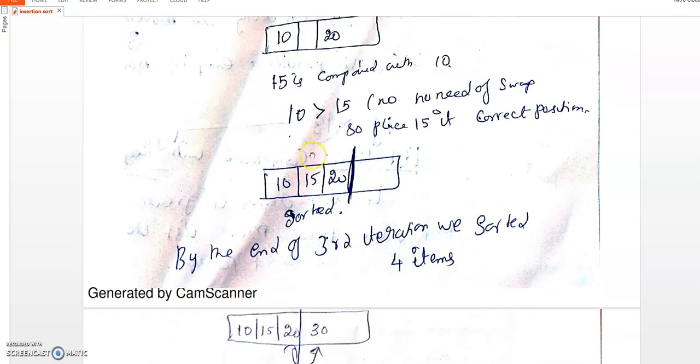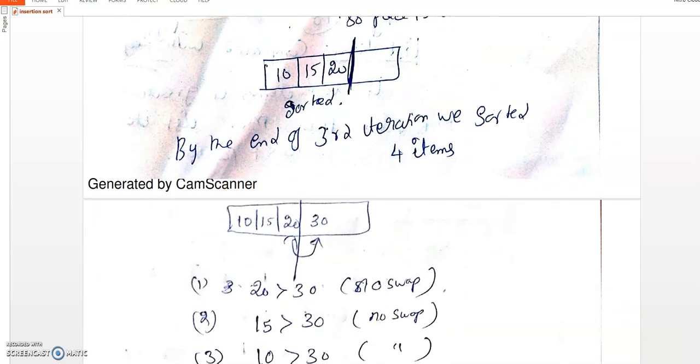What is the correct position? It has to be placed in the first index position. So it has been placed. By the end of the third iteration, the first value is sorted, the second value is sorted, the third value is sorted. So by the end of the third iteration, we have sorted 4 items in total.